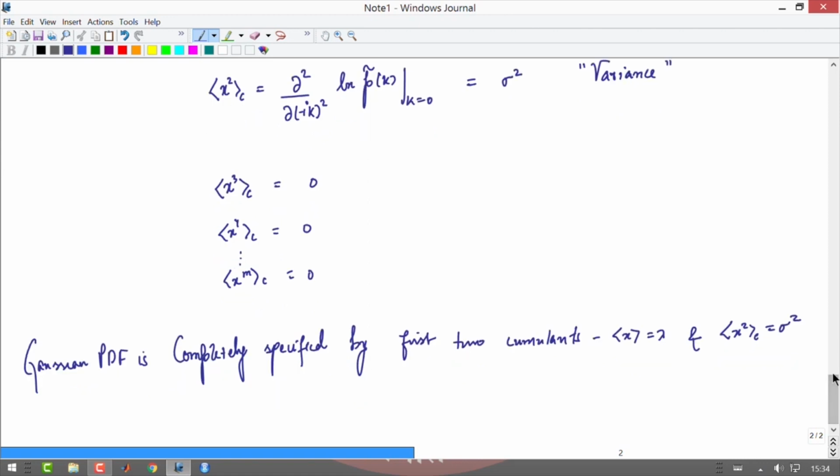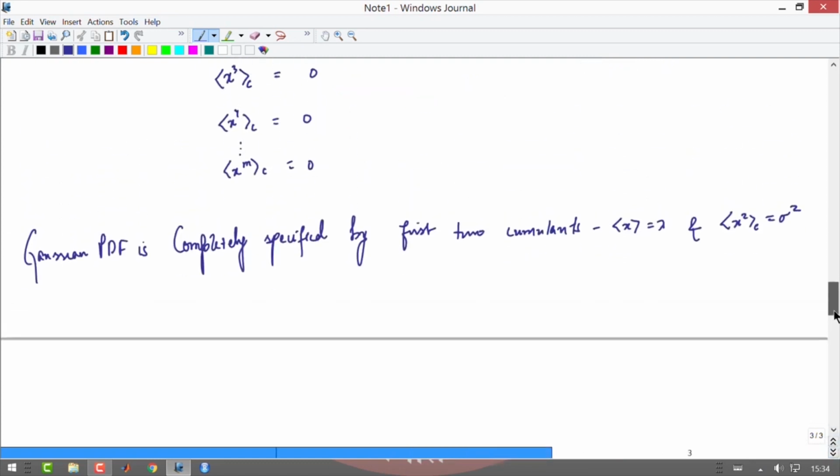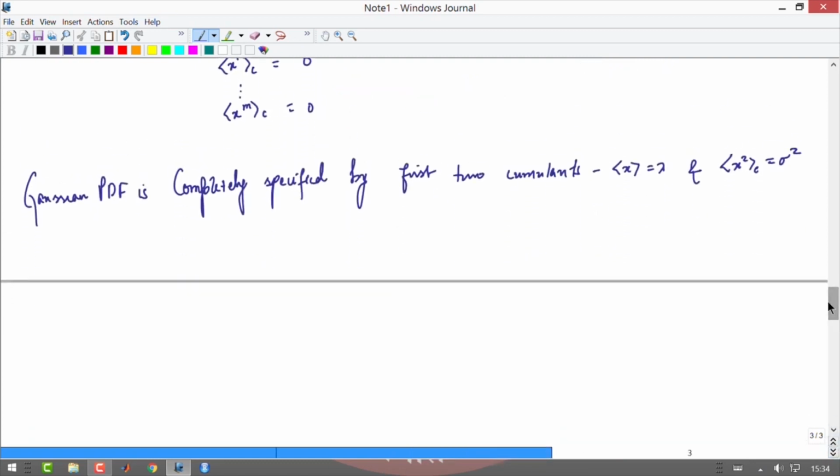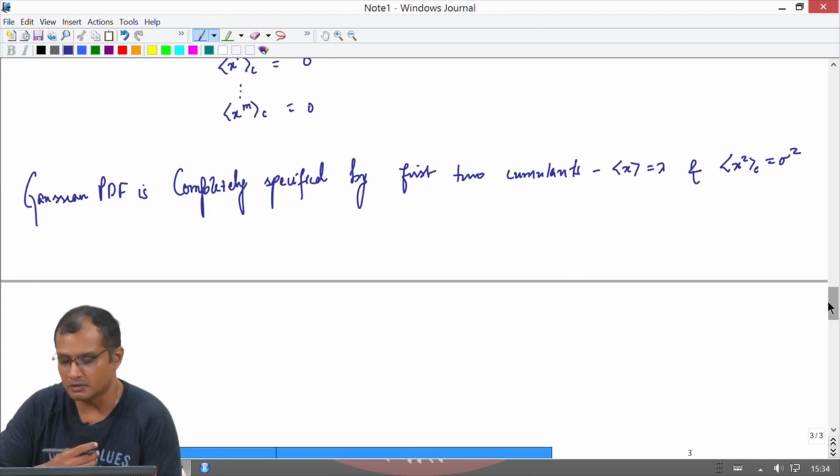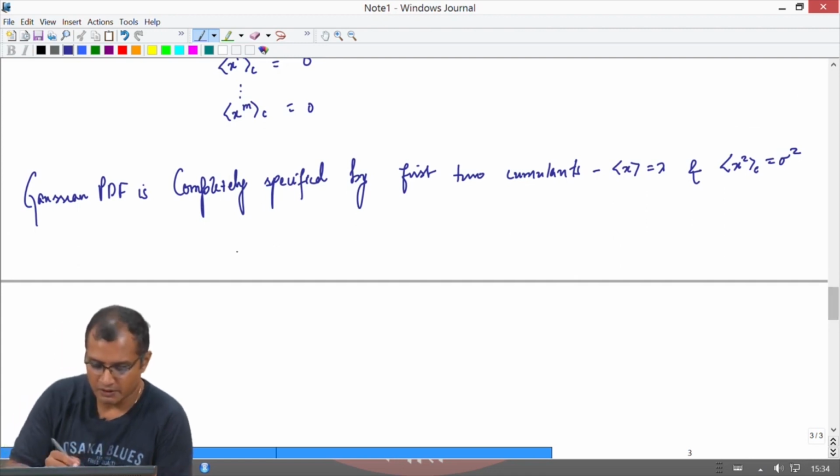Okay. So, you can also write down their higher order moments. So, you can write down for example, moments of the Gaussian PDF.